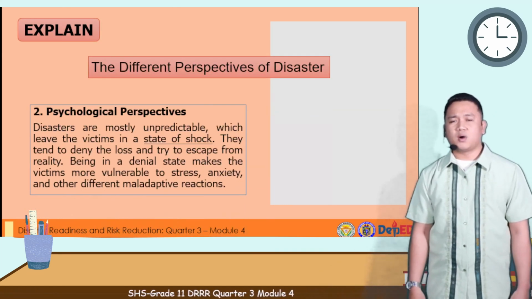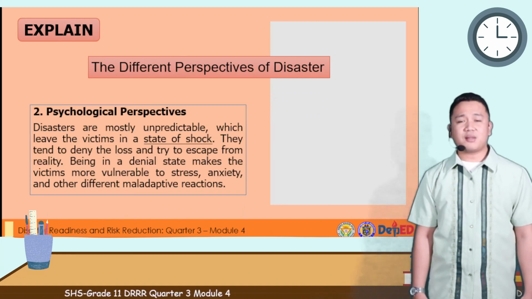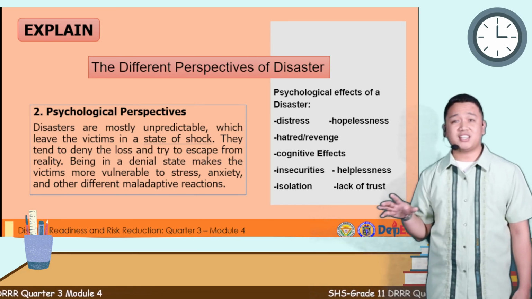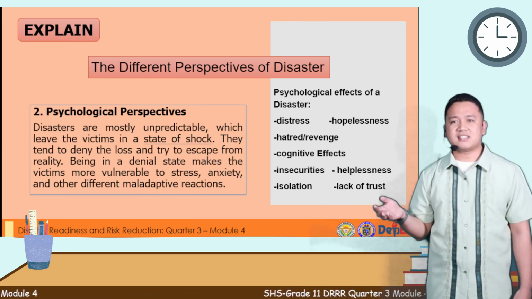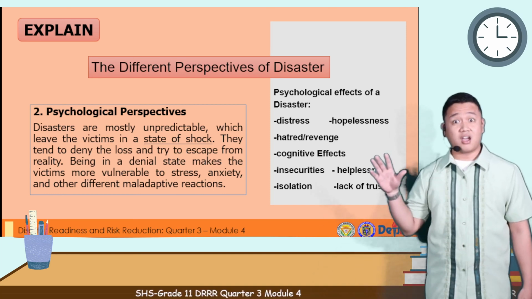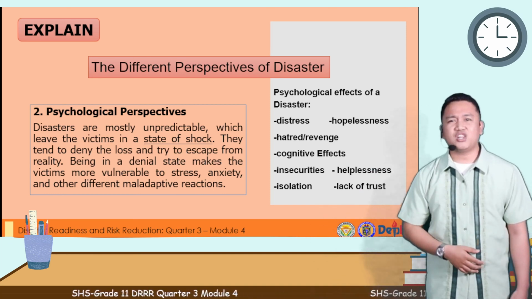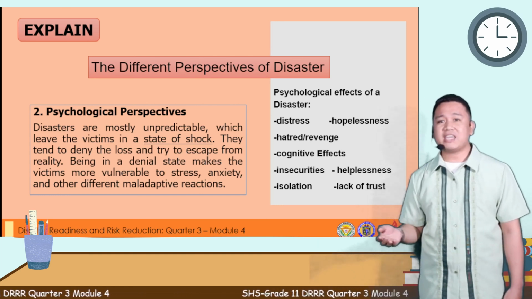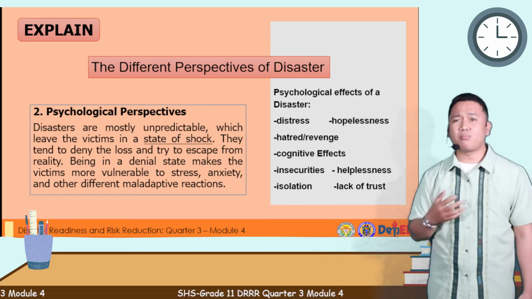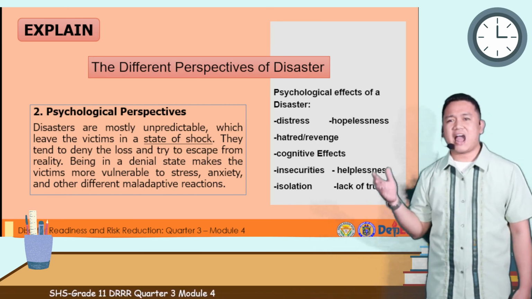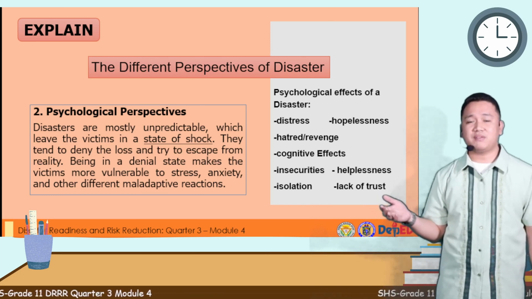The second one would be the psychological perspective. Disasters are mostly unpredictable, right? Yes, which leave the victims in a state of shock. They tend to deny loss and try to escape from reality. Being in denial state makes the victims more vulnerable to stress, anxiety, and other different maladaptive reactions.